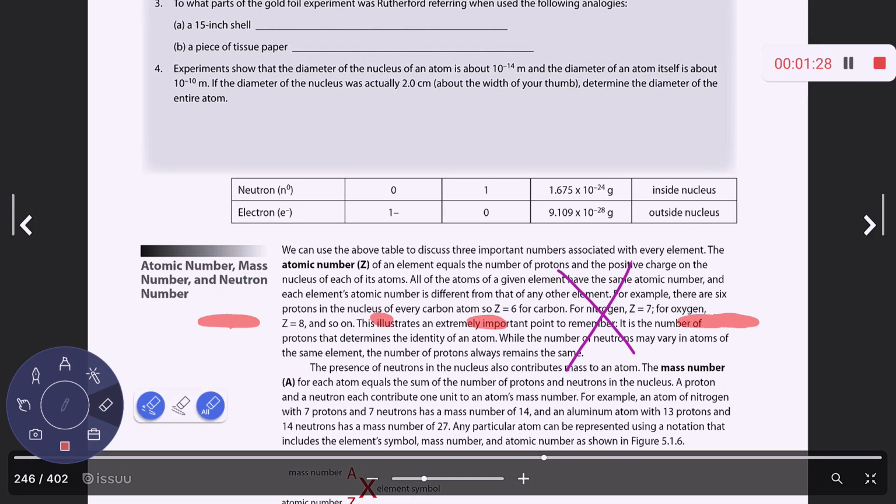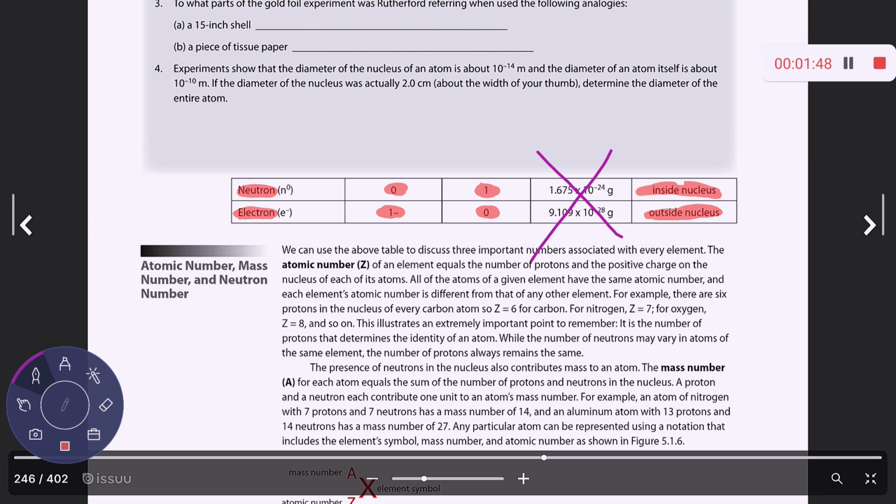We've also got neutrons and electrons. The neutron has no charge. It has a relative mass of 1 atomic mass unit. It is inside the nucleus. The electron is a negative 1 charge. Its mass is so close to 0 that we say it's 0 atomic mass units. And the electron is outside the nucleus. The rest of this chapter focuses on electrons. Okay. And then we need to go over atomic number and mass number.